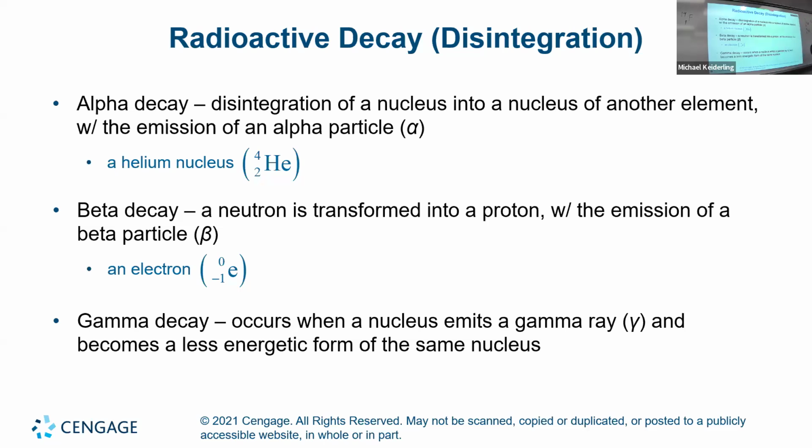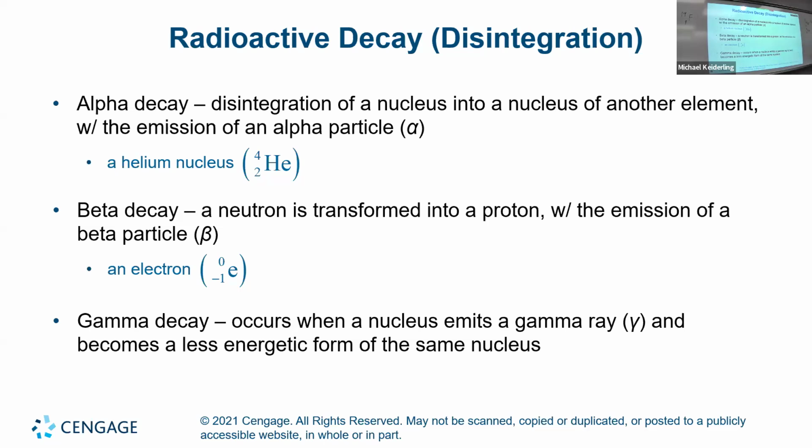And a beta particle is an electron. You could also have the opposite process where a proton turns into a neutron and emits a positron, an anti-electron. That's the other type of beta decay.